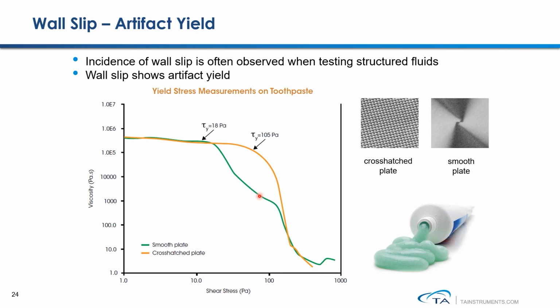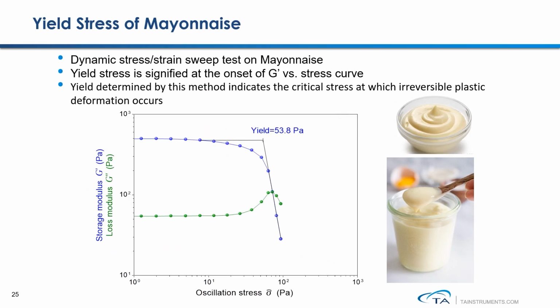But if you perform the same measurement using a roughened surface, crosshatched geometry, you will prove that actually the first yield observed at 18 Pascal is an artifact caused by slippage at the interface. So the true yield stress of this particular sample should be at a shear stress greater than 100 Pascal. The last method we would like to introduce for yield analysis here is under dynamic mode.